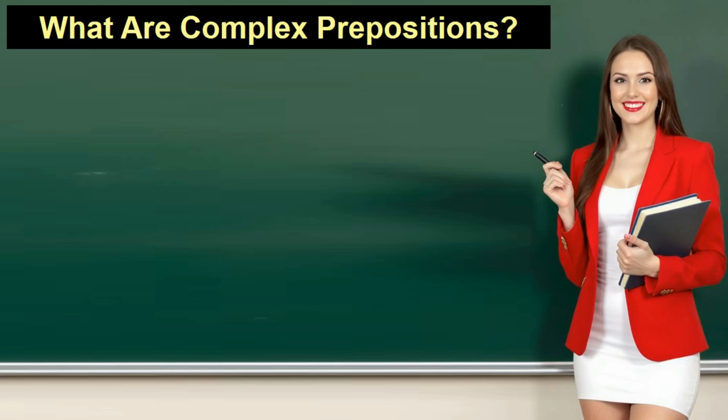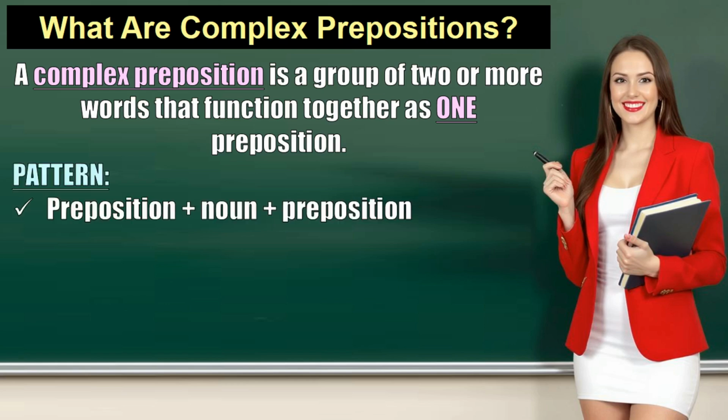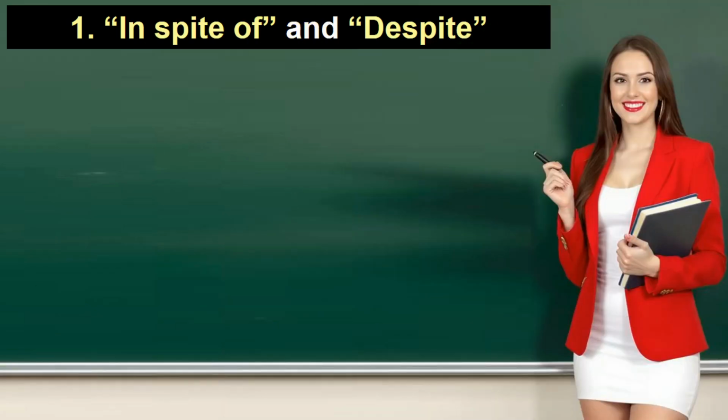What are complex prepositions? A complex preposition is a group of 2 or more words that function together as one preposition. They usually follow this pattern: preposition plus noun plus preposition, adjective plus preposition, or a fixed phrase. And the most important thing, even though they have multiple words, they act as one unit. Let's look at some common ones.